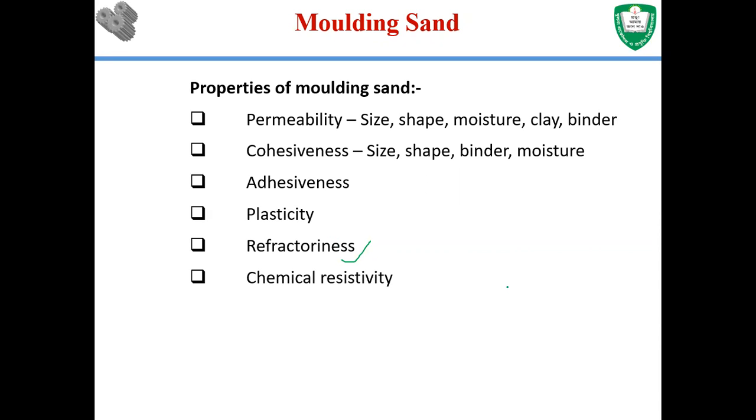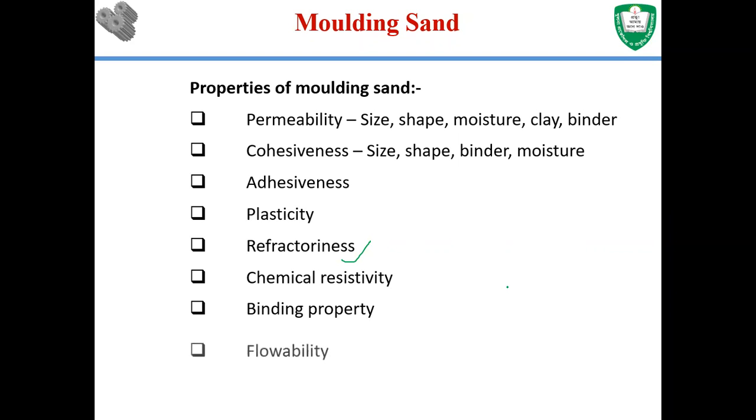Chemical resistivity, obviously sand should not react with the molten material. It should be chemically resistant, so that it does not react with the molten material. Binding property, it should have the proper binding property, so that the sand sticks together, and also the adhesiveness can be obtained with the flask.